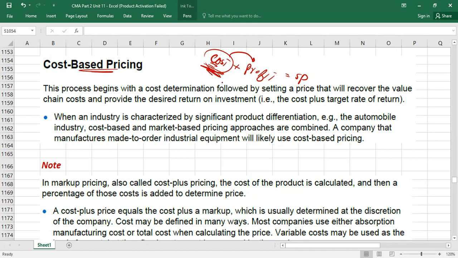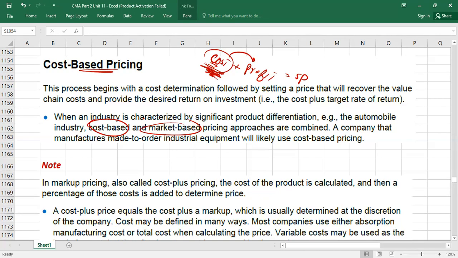Now the point is, where the products are differentiated, like in the automobile industry, they will not follow only cost-based pricing. They always follow a combination of cost-based and market-based pricing. Obviously they will consider what their cost is, and they want to charge more than that, but they also need to consider how much their competitor is charging for a similar product. So mostly the automobile sector will focus on cost and market-based pricing. They will combine both.